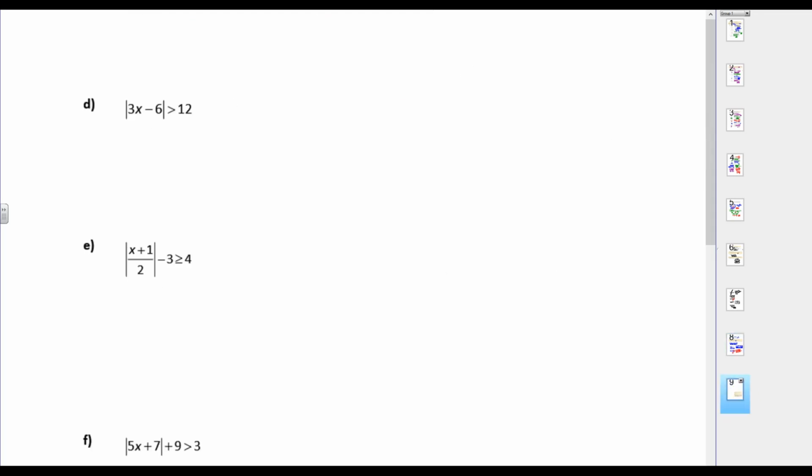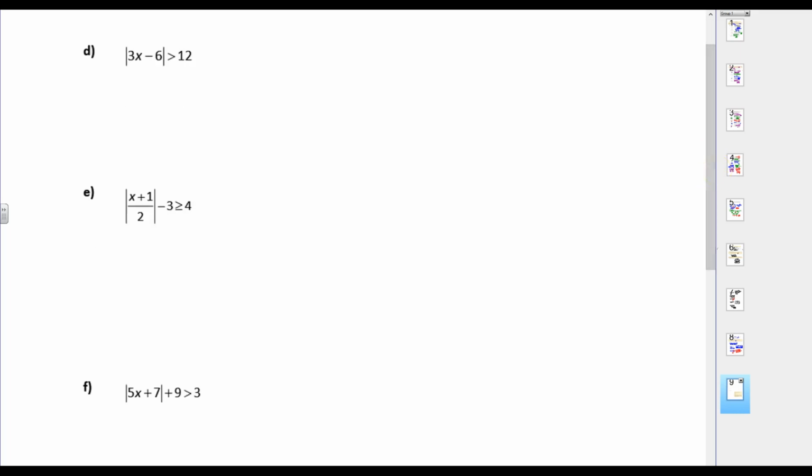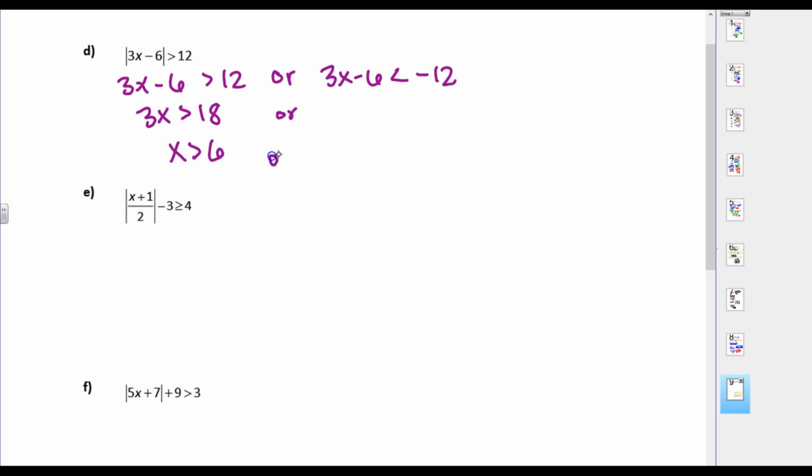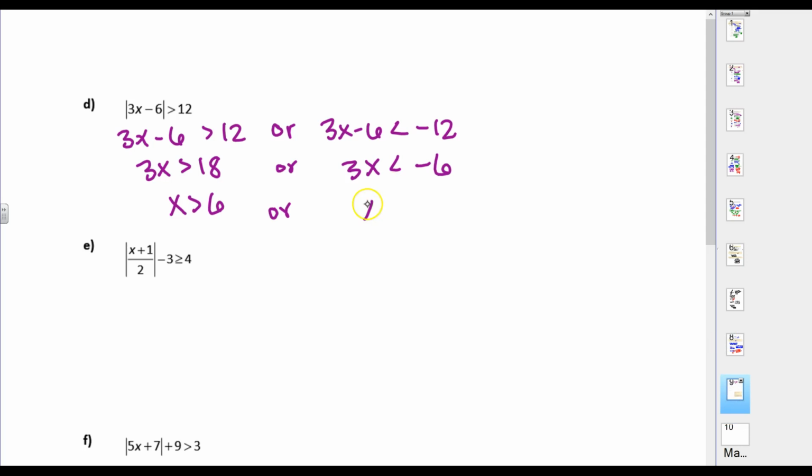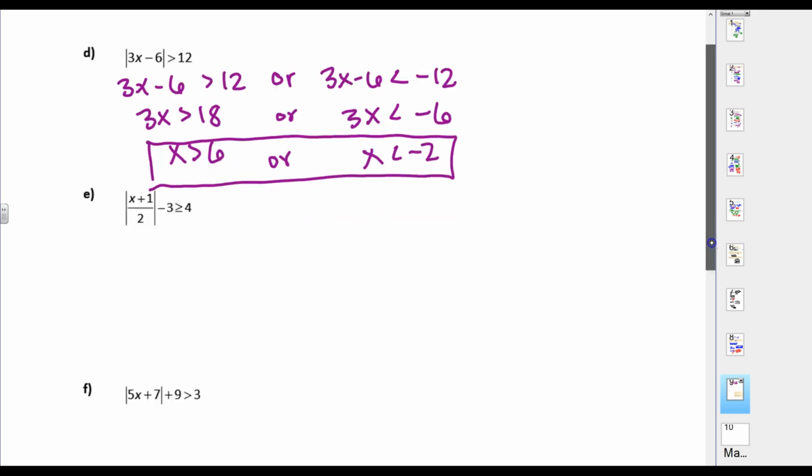Right here, I've got the absolute value of 3x minus 6 is greater than 12. It's already isolated, so I can go ahead and split it up. It becomes 3x minus 6 is greater than 12, or 3x minus 6 is less than -12. Solve both. Add 6 over here to get that 3x is greater than 18, or x is greater than 6, or I'm going to add 6 over here to get that 3x is less than -6. Divide by 3 to get that x is less than negative 2. So my answer is x is greater than 6, or x is less than negative 2.